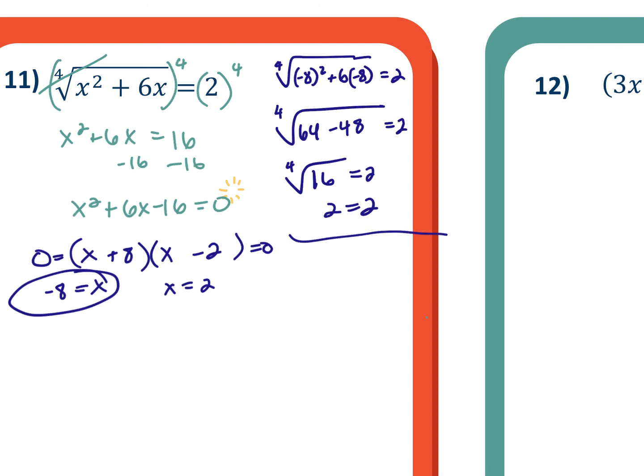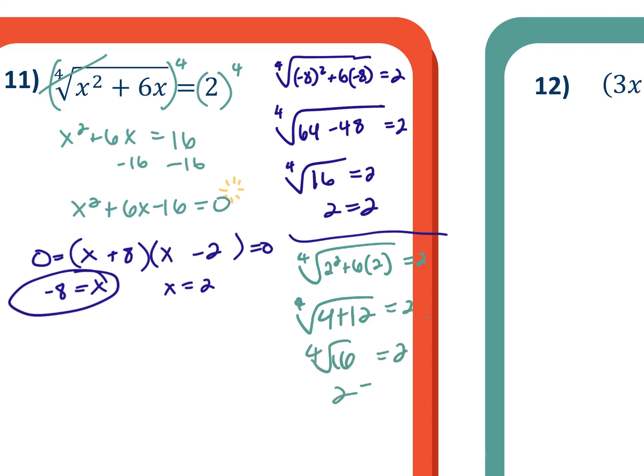Yeah, so this would be the fourth root of 2 squared plus 6 times 2 equals 2. The fourth root of 4 plus 12 equals 2. The fourth root of 16 equals 2. And that does work. 2 equals 2.